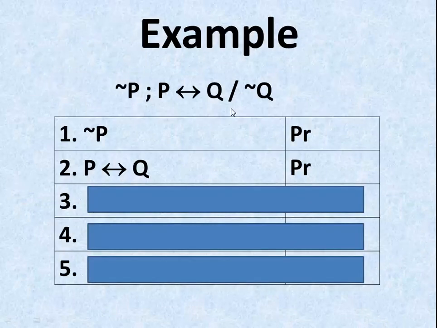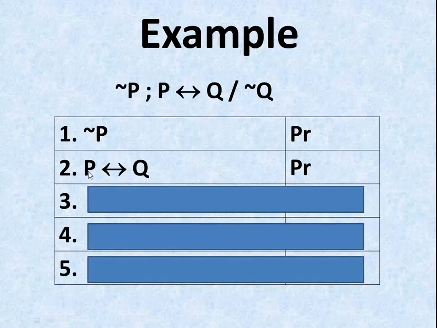Let's see a quick example. I'm giving you not P, and I'm giving you P if and only if Q, and somehow we're supposed to get not Q out of that. There's no rule right now with 1 and 2. This isn't modus tollens. I can't just get not Q out of that. It's not modus ponens for sure, because those don't even match. So I'm going to have to pull this apart and do some shenanigans here.